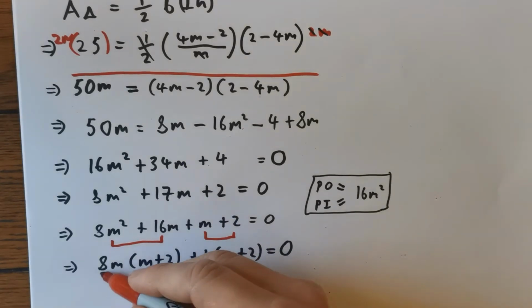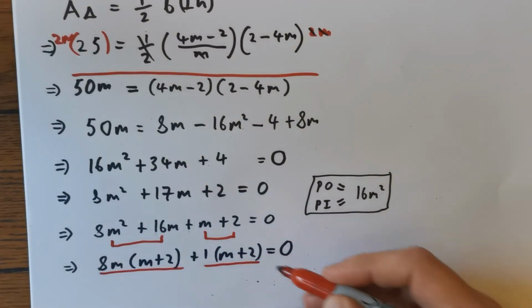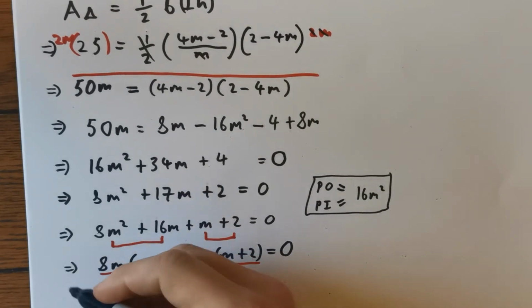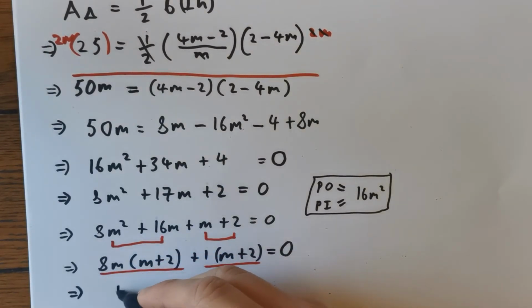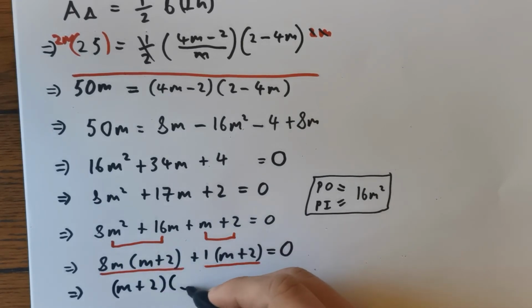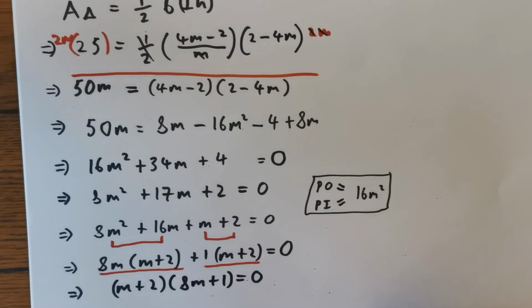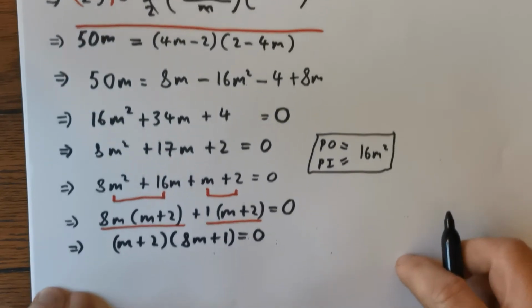We're going to look for the common factor in those two terms, and hopefully it's fairly clear that the common factor in those two terms is m plus 2. I'm going to factor that out, and that's going to be equal to 0.